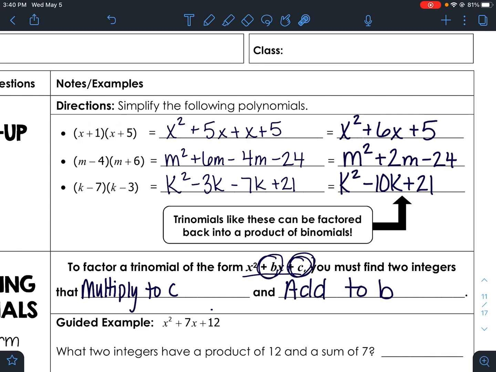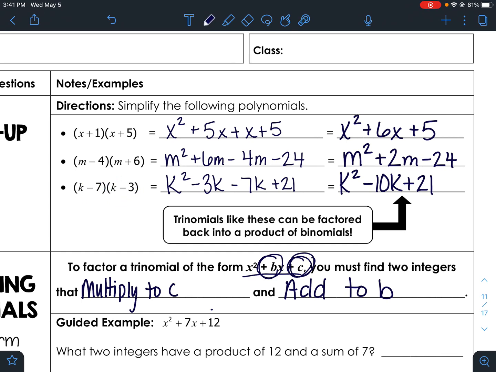Let's look at another example. Here you see things that multiply to be negative 24 but add to be 2. That's going to be positive 6 and negative 4. You see those written here. When I factor that, you get m minus 4 and m plus 6. I think we're noticing a pattern. Let's try one more. Here are things that multiply to be 21, but add to be negative 10. Things that multiply to be 21, but add to be negative 10 are negative 7 and negative 3. When I factor this, it becomes k minus 7 and k minus 3.